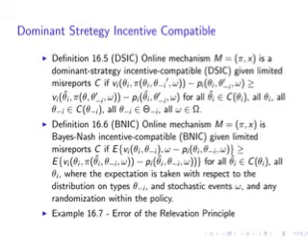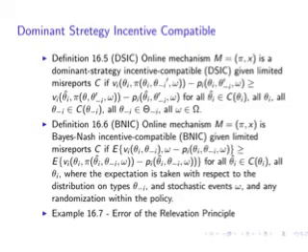Definition 16.6, BNIC. Online mechanism M = (π, x) is Bayes-Nash incentive compatible, BNIC, given limited misreports C, if the expectation of v(θ_i, π(θ_i, θ_-i, ω)) − x(θ_i, θ_-i, ω) is greater than or equal to the expectation of v(θ_i, π(θ̂_i, θ_-i, ω)) − x(θ̂_i, θ_-i, ω), for all θ̂_i in C(θ_i), the misreports of agent i, and for all θ_i, where the expectation is taken with respect to the distribution on types θ_-i and stochastic events ω and any randomization within the policy.